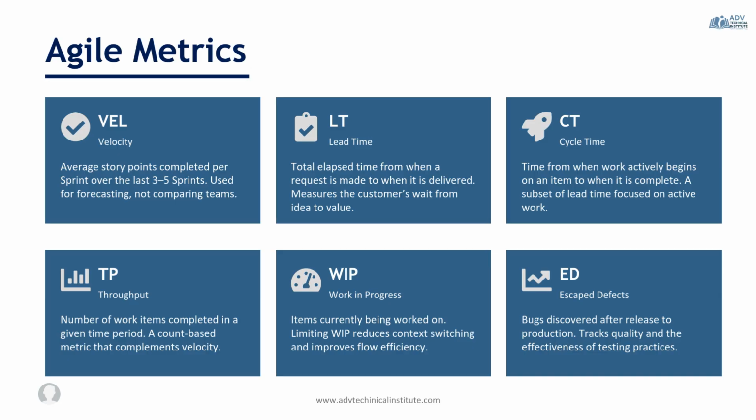The key takeaway here is that Agile metrics help teams improve delivery and quality. Velocity and throughput measure output, lead time and cycle time measure speed, work in progress measures flow efficiency, and escaped defects measure quality. All right.